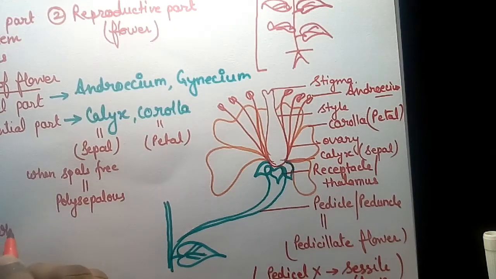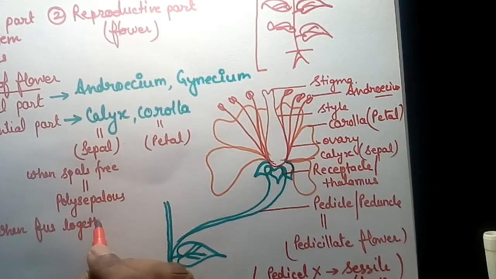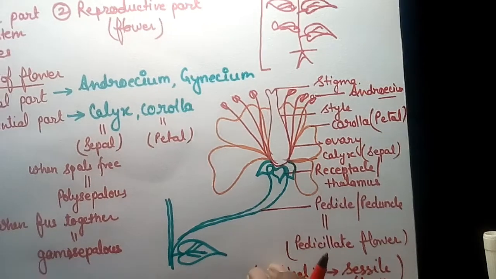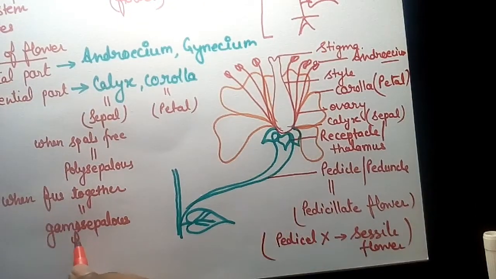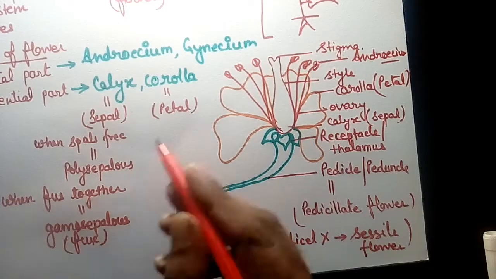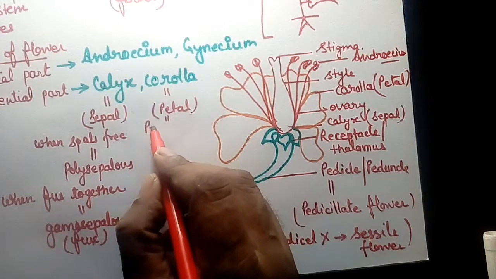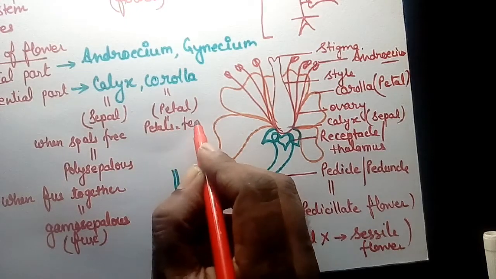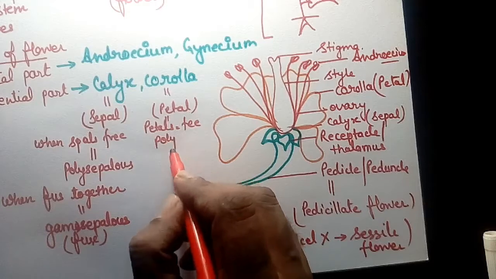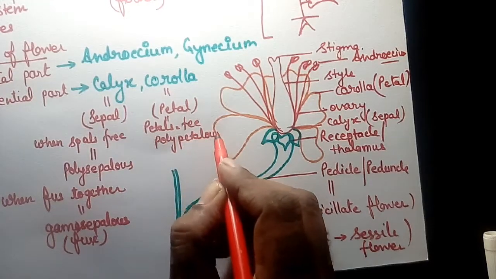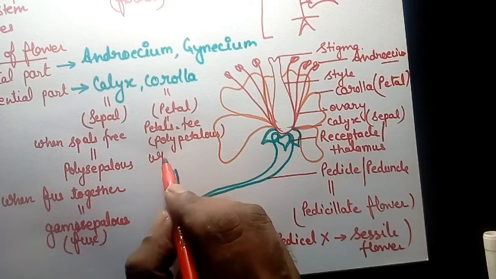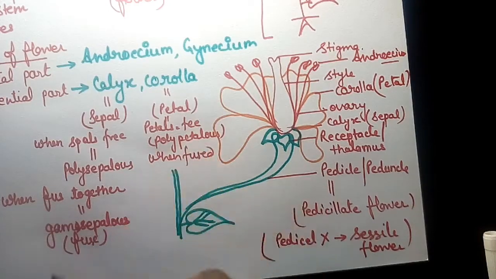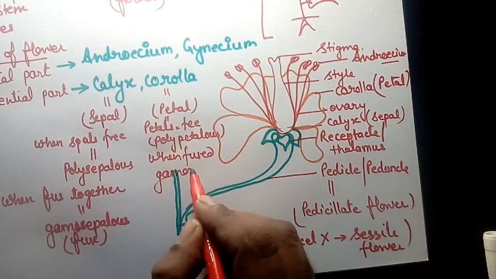When they are fused together, the condition is called gamosepalous. Gamosepalous means fused. Gamo means fused. Similarly, in this case, when petals are free, it's called polypetalous. When fused, the term is known as gamopetalous.